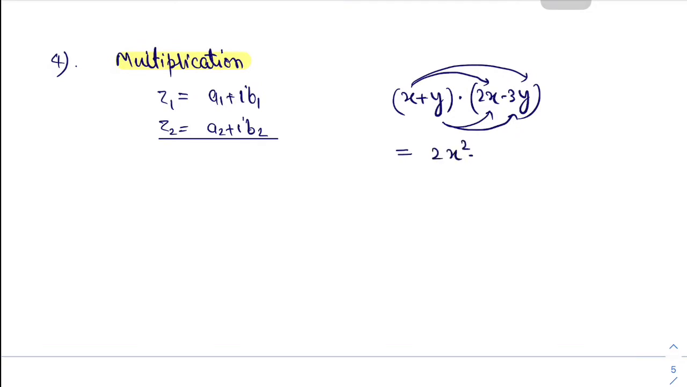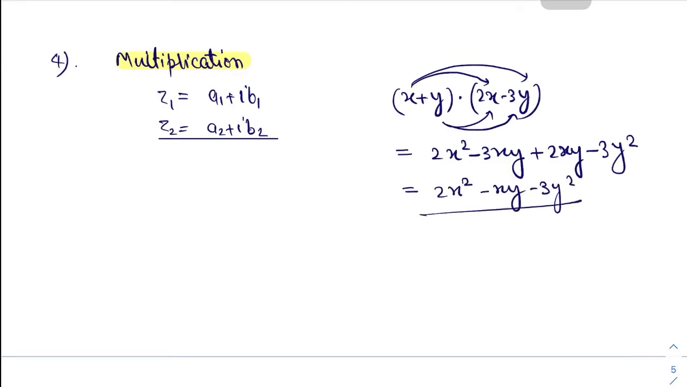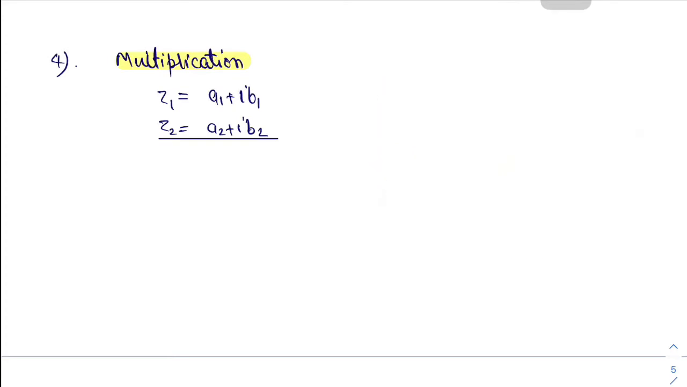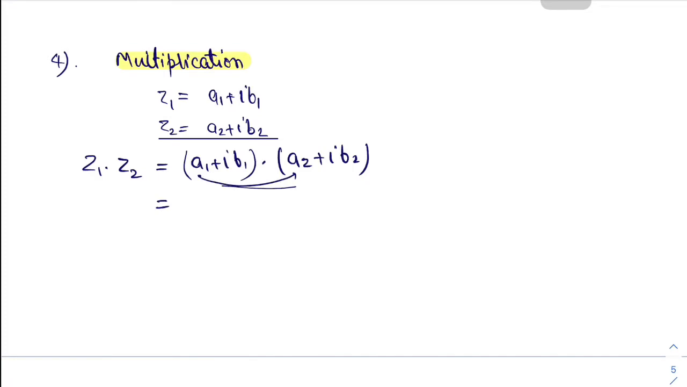What do we get? 2x square minus 3xy plus 2xy minus 3y square. We can simplify further. Okay, this is the multiplication of polynomials. In a very similar fashion, we will multiply these complex numbers also. That is Z1 into Z2 is equal to a1 plus iota b1 multiplied by a2 plus iota b2. That is, a1 will be multiplied with a2 as well as iota b2, and then this iota b1 will be multiplied by a2 as well as iota b2.